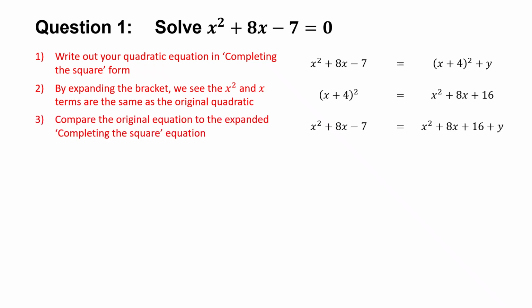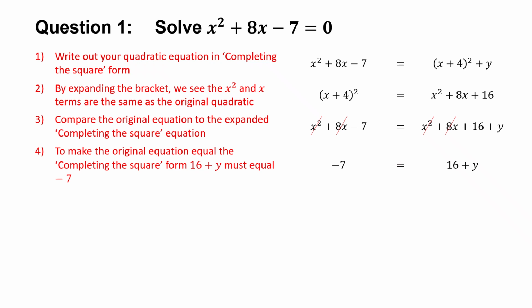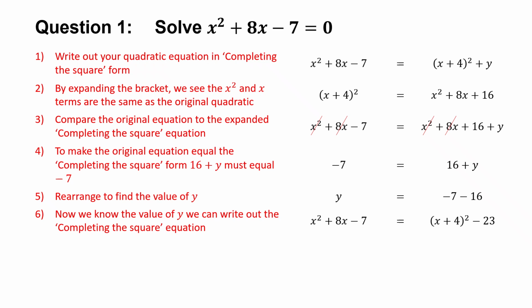So if we plug this back into the right hand side in step 1, we get x² + 8x − 7 is equal to x² + 8x + 16 + y. We can cancel out these terms and we get −7 = 16 + y. We rearrange this to get y, and y is going to equal −7 − 16, which is −23. So we have, in completing the square form, x² + 8x − 7 = (x + 4)² − 23.